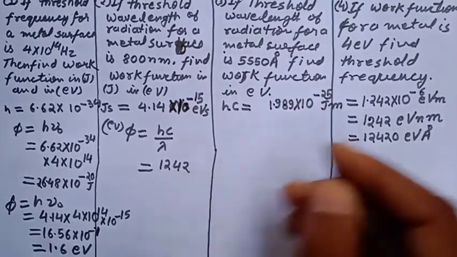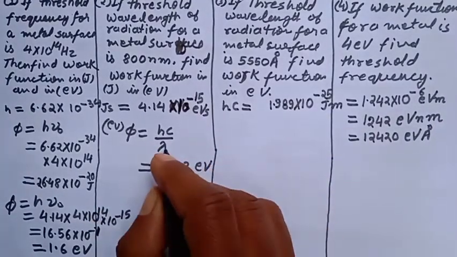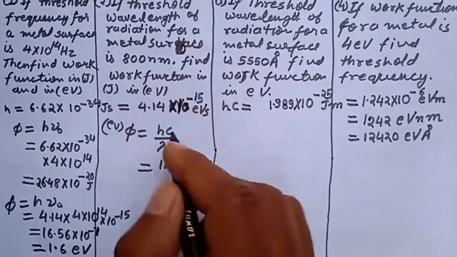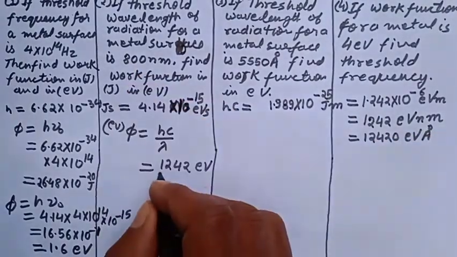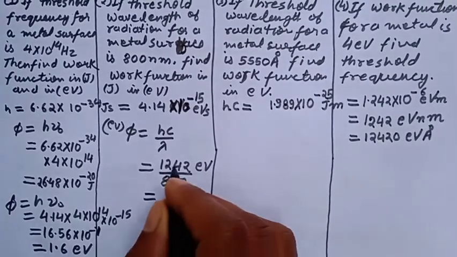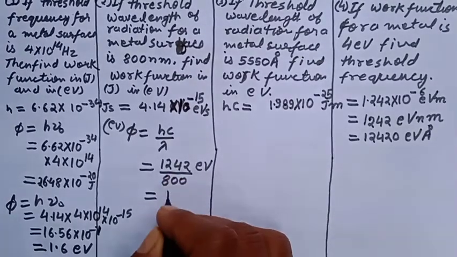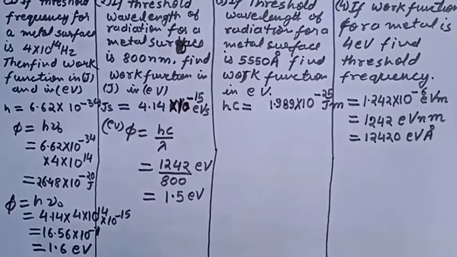hc is 1242 electron volt nanometer, whatever. So finally it will come out to be in electron volt, because in the denominator it will also come with nanometer, and nanometer will get cancelled. So this is the value, and upon 800. That's all. Two decimal places will go here. So 8 ones are 8, and approximately 8 fives are 1.5 electron volt.